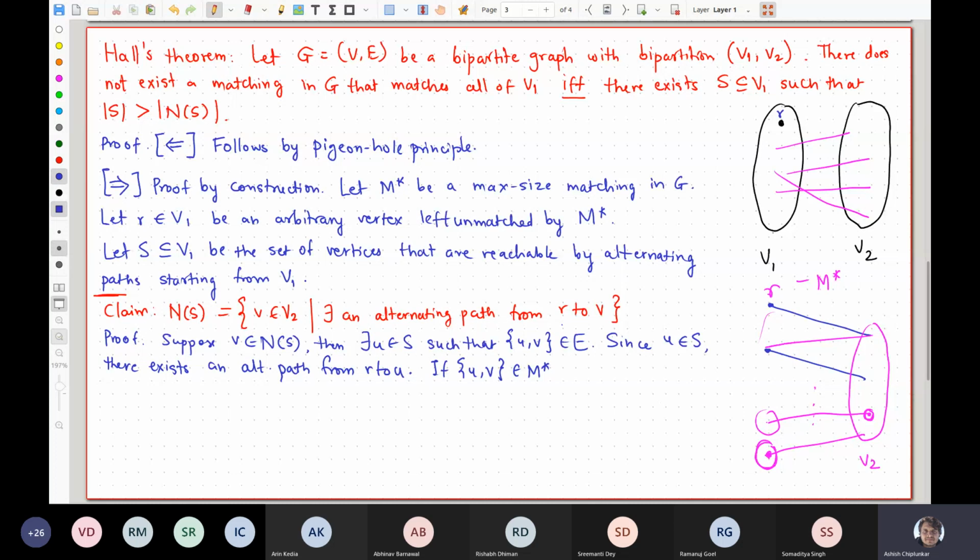Right, so remember, where is U? U is somewhere over here. And you have an alternating path from R to U. So what should the last edge of the alternating path be? Should it be in M star, or should it not be in M star? Every edge which you are taking to go from V1 to V2 is a non-matching edge, and every edge which you are taking to go from V2 to V1 is a matching edge, no?